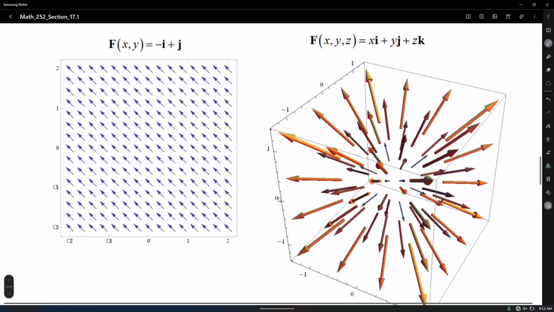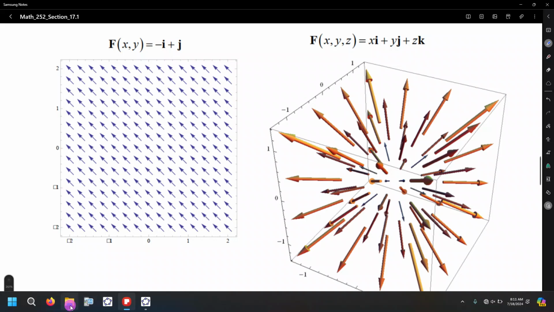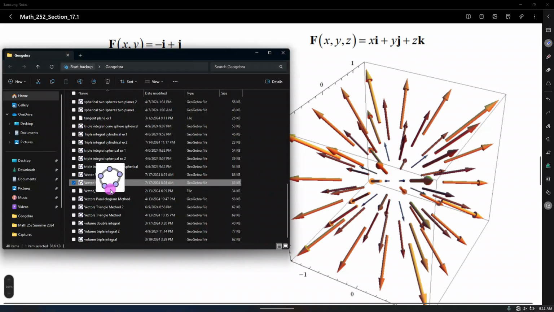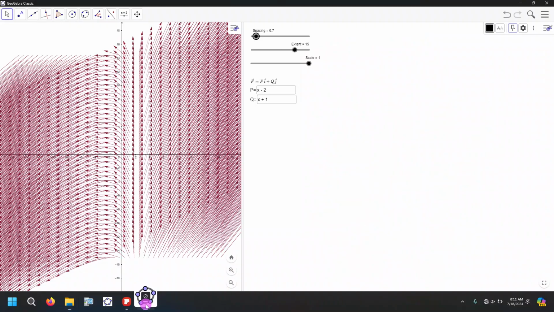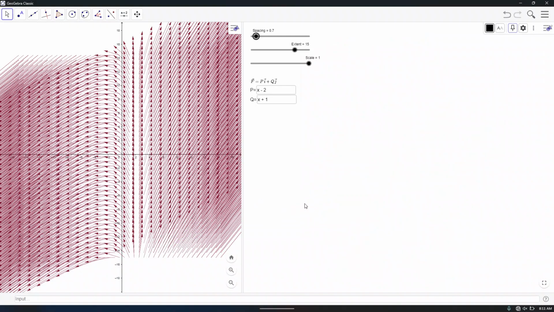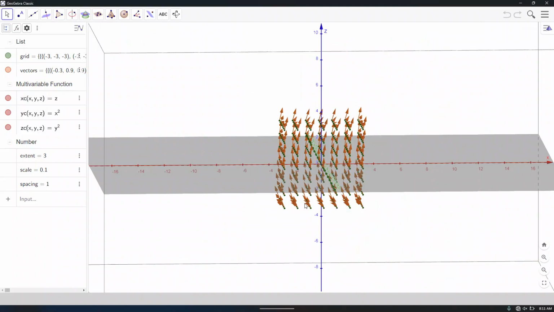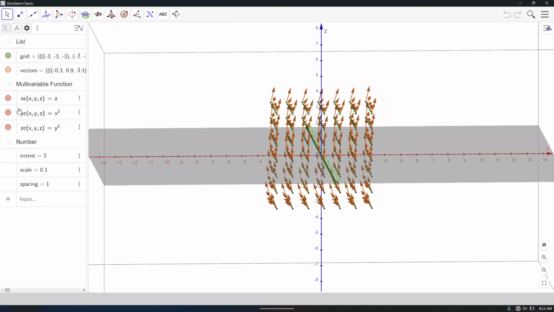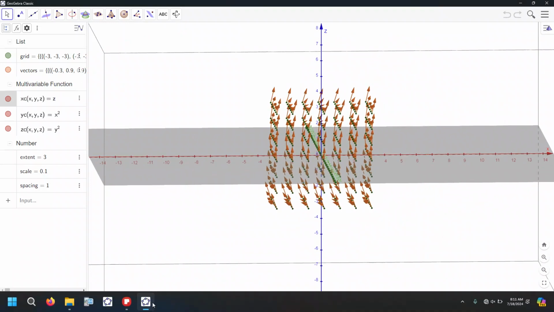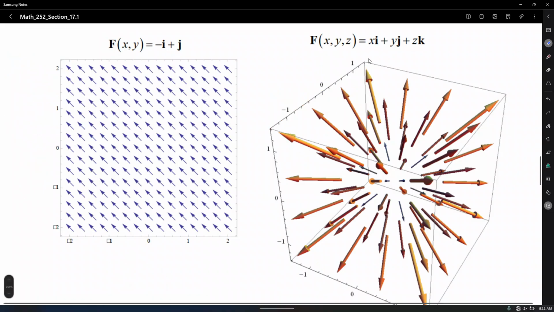For this, I have another GeoGebra project for vectors in space. Okay, let me open it here. All right, and let me change the functions here. What's the function on the notes? Oh, simply x, y, z. Okay, does that look familiar?